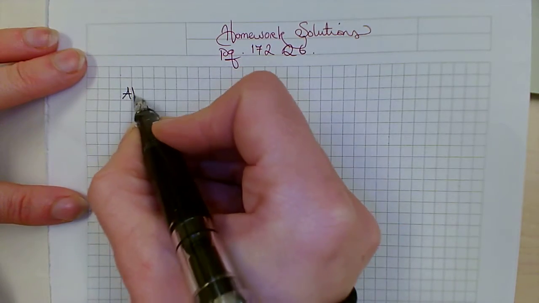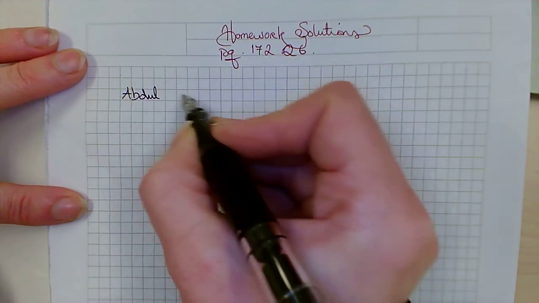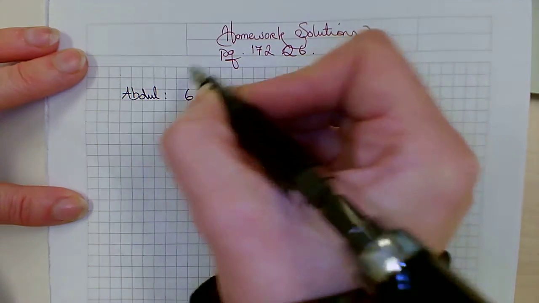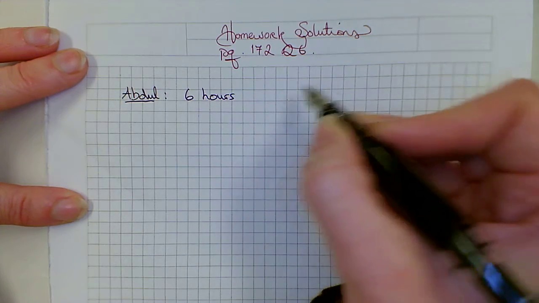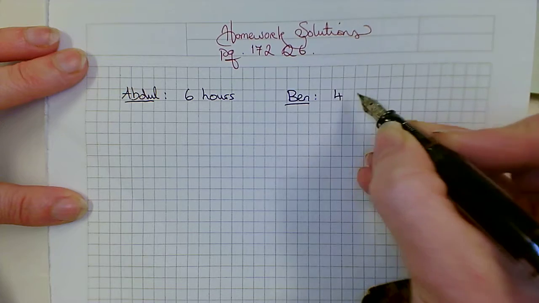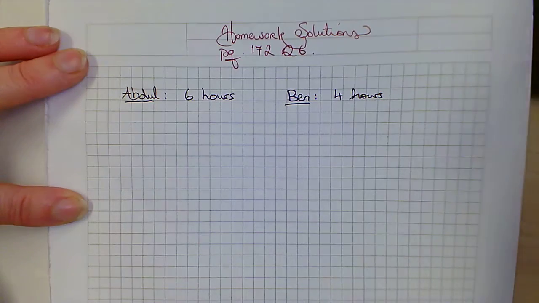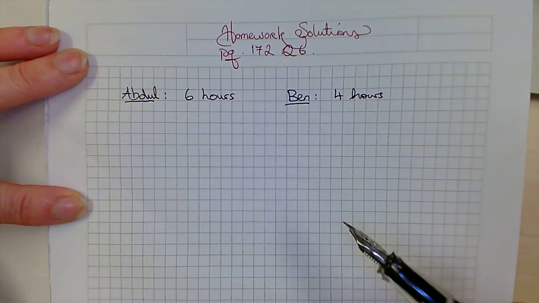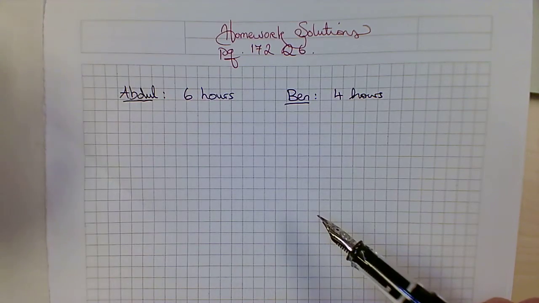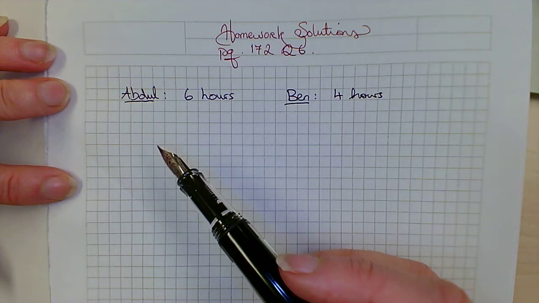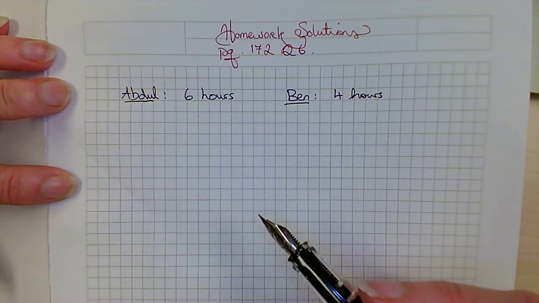First of all, they told us that Abdul can paint a room in 6 hours. Now we're saying a room, but we're assuming that the rooms are all the same size. And Ben can paint the same room in 4 hours. It's always amusing to me when questions like this do one of them with digits and write out the word for another, like they're purposefully trying to confuse you. But in any case, 6 hours for Abdul to paint the room, 4 hours for Ben to paint the room.